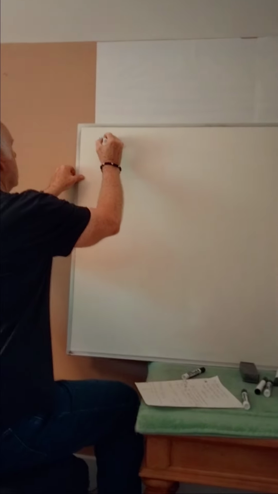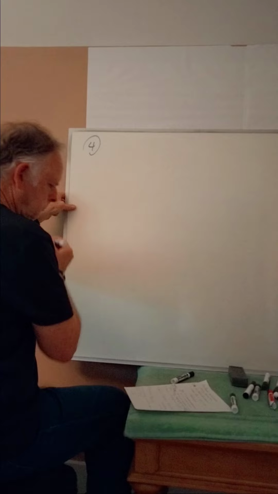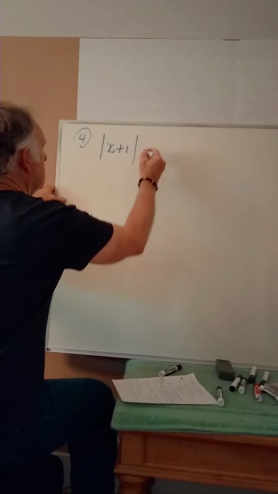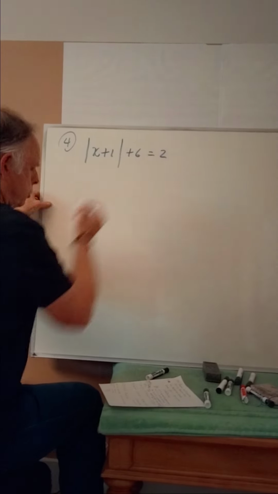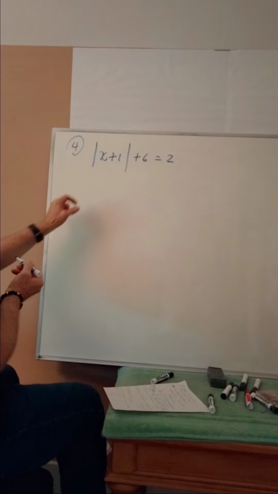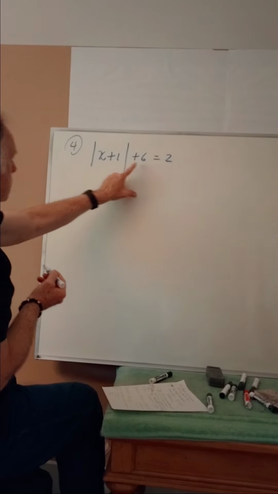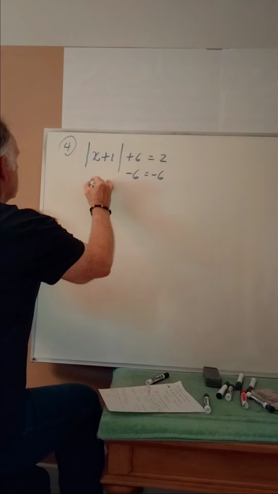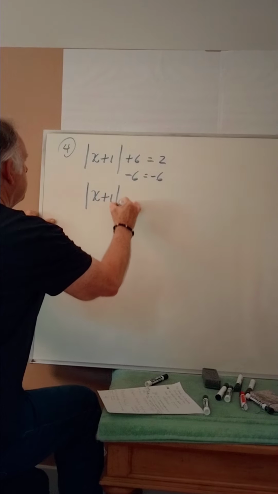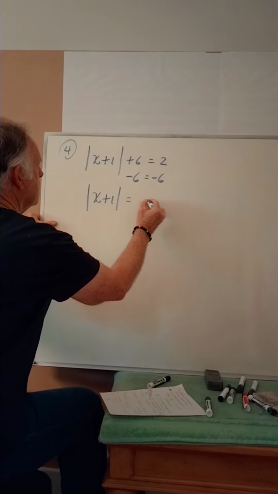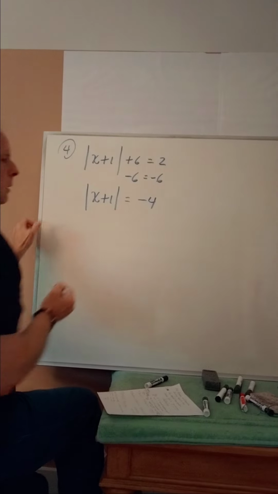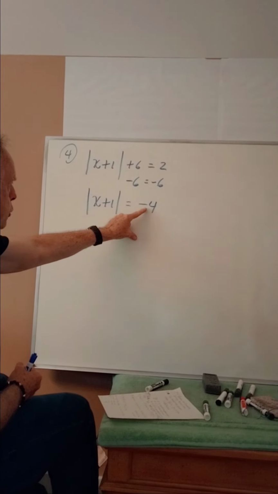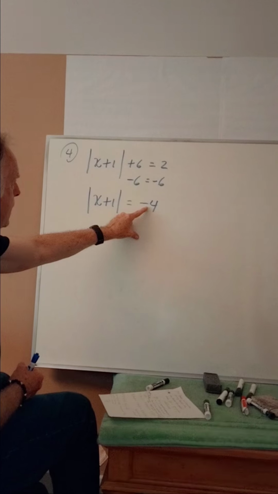Number 4. The absolute value of x plus 1, plus 6 is equal to 2. A quick one. Got to get that absolute value alone. Got to say goodbye to him. Negative 6. Negative 6. We have the absolute value of x plus 1 is equal to, key, it's equal to a negative. There's your u. There's your c. But this time your c is negative.